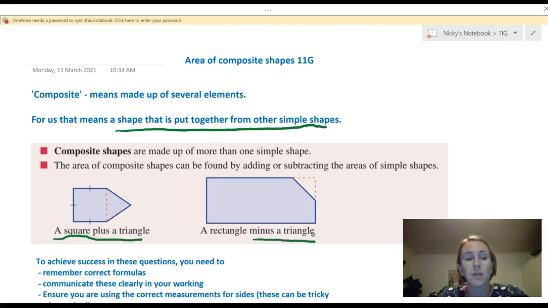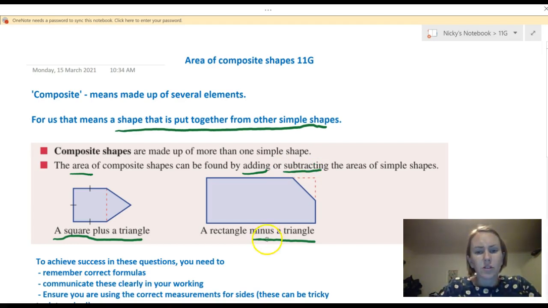The main thing to bear in mind is when you're finding the area of composite shapes, they can be found in two main ways: by adding or subtracting the areas of simple shapes. So I'll just go through a couple of examples here for you.